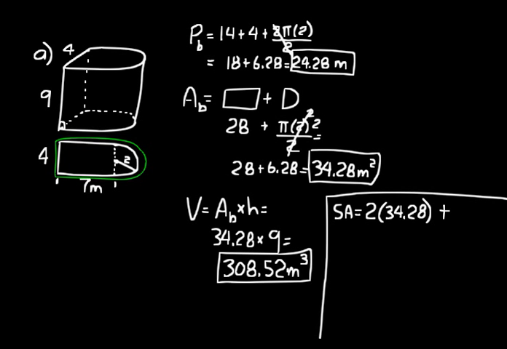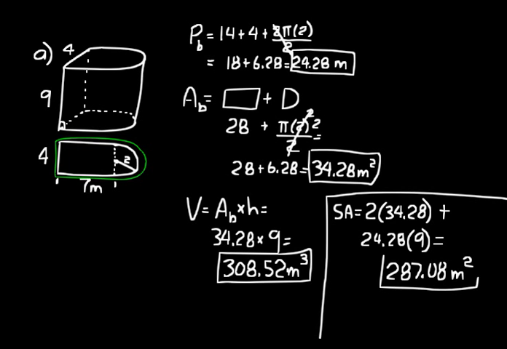Add to that the lateral surface area. So the lateral surface area is equal to the perimeter times the height. We know what the perimeter is. That's 24.28 meters times the height. That would be equal to 9 meters. And so if we add those two things together, again, that's fine to do that on a calculator. That would equal 287.08 meters squared. That is the total surface area for that shape.